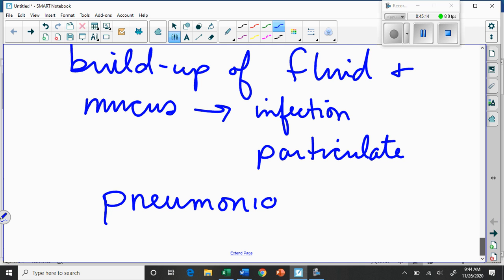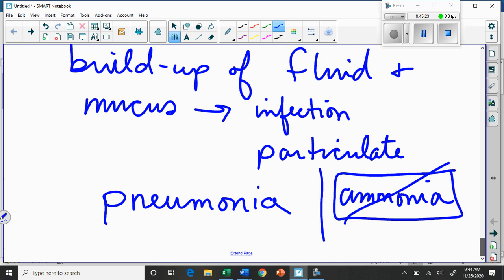pneumonia. Pneumonia. Not to be confused with ammonia, which has nothing to do with breathing. Ammonia is a chemical. It's a base chemical. It's NH3. Very important biological chemical, but ammonia has nothing to do with breathing. The pneumo means lungs. Pneumo also refers to air, like a pneumatic drill is a word for like a jackhammer. So pneumonia, fluid buildup in the lungs.